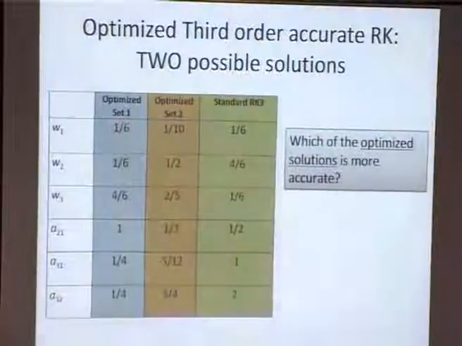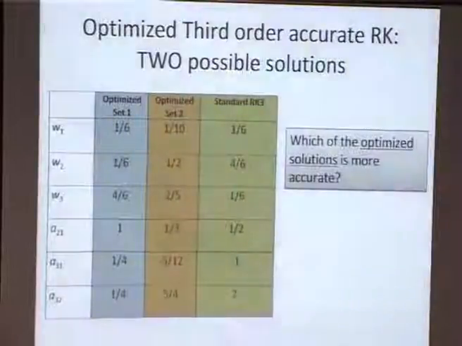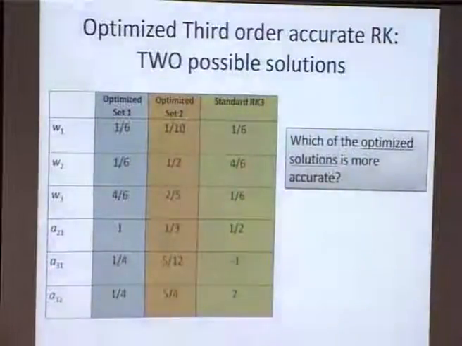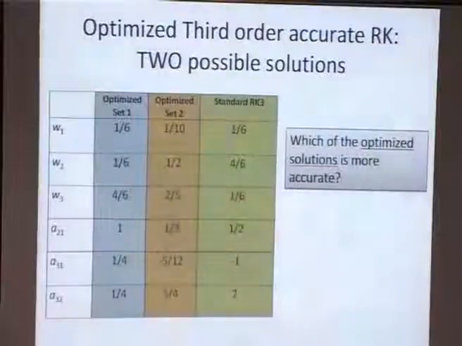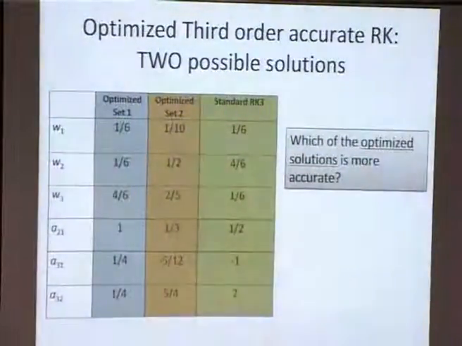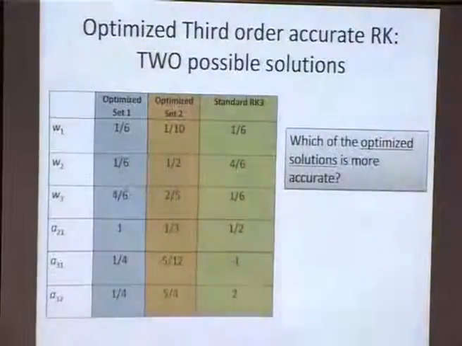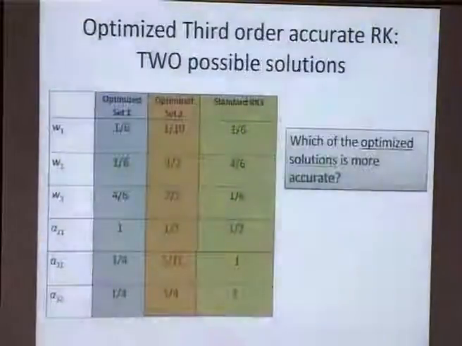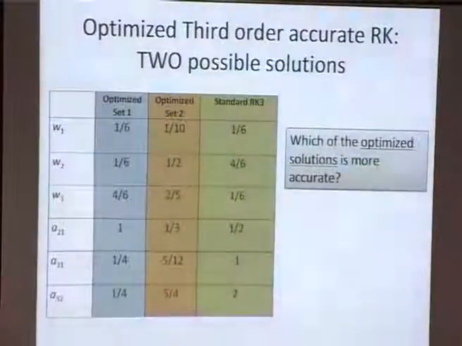Whereas in the second method, it goes to 1/3 and then goes to minus 5 by 12, which means it goes in the opposite direction, and then goes plus 5 by 4h, which means it shoots to more than h to come back to the third point. So basically, both these sets of solutions are very different from each other in their characteristics. This is the question I asked here: which of the two optimized solutions is more accurate, if at all?